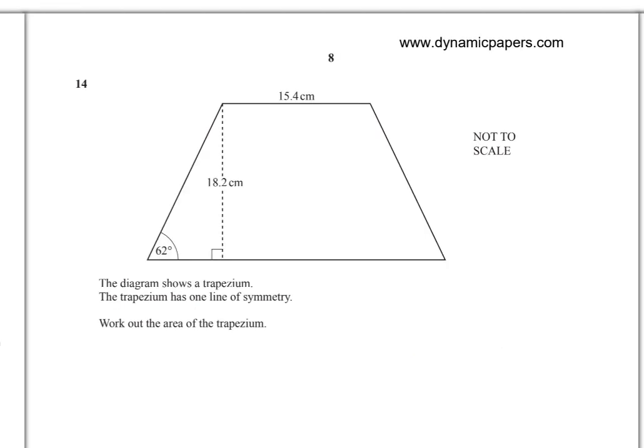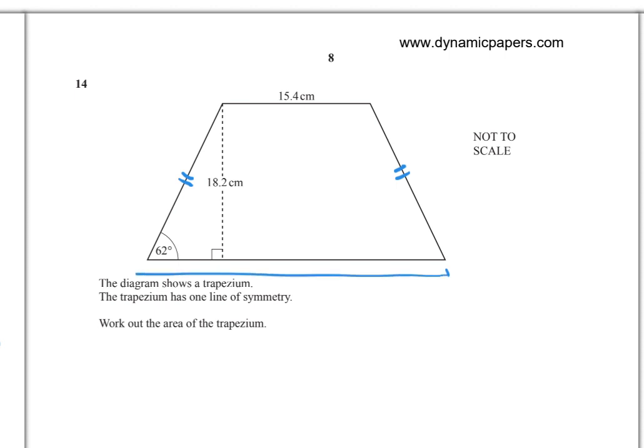Number 14. The diagram shows a trapezium. The trapezium has one line of symmetry. If the trapezium has one line of symmetry, this means this side equals that one. This side equal that one. Work out the area of trapezium. To find area of trapezium, we have the height and we have one base. We need to find the other base. So we need to find this base.